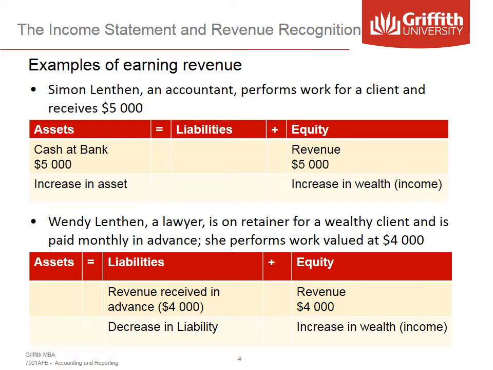So no longer is it a liability under the context of unearned revenue. Instead of being a liability and unearned, it becomes revenue and it has been earned. So equity goes up and the liability, unearned revenue, goes down.